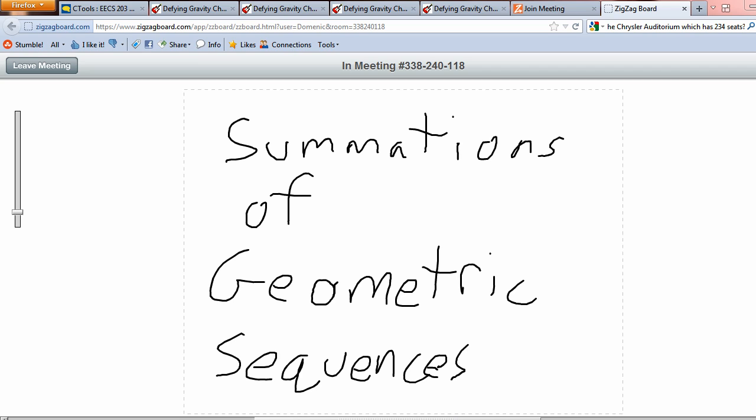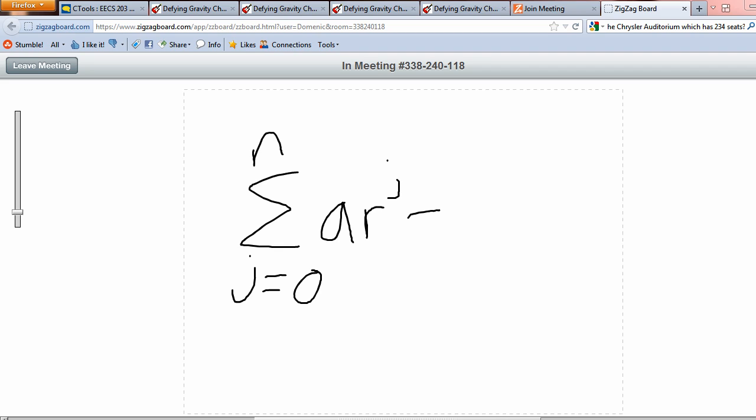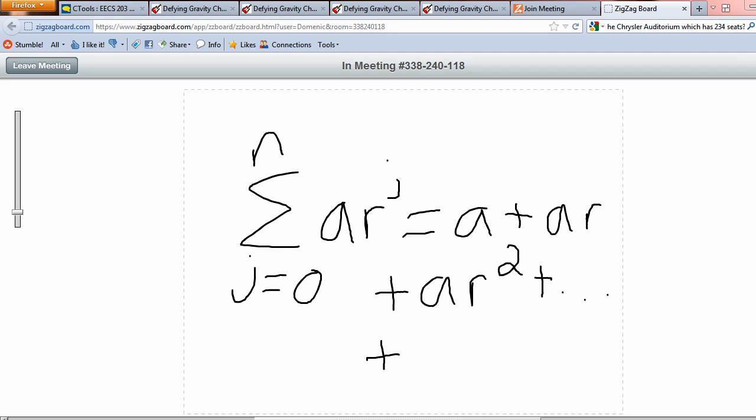Summations of geometric sequences. The summation of a geometric sequence is found by adding together the terms of a geometric sequence up to a certain term. This is written as the summation from j equals 0 to n of a times r to the jth power, which is equivalent to a plus a times r plus a times r squared, and you continue like this all the way up to a times r to the n.